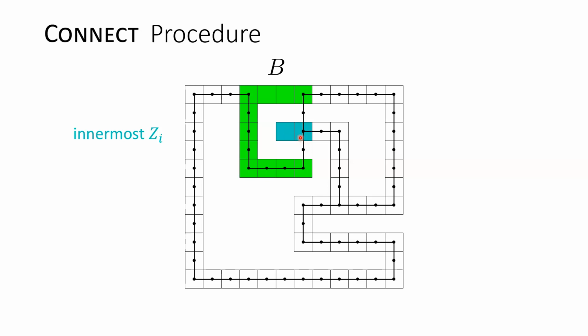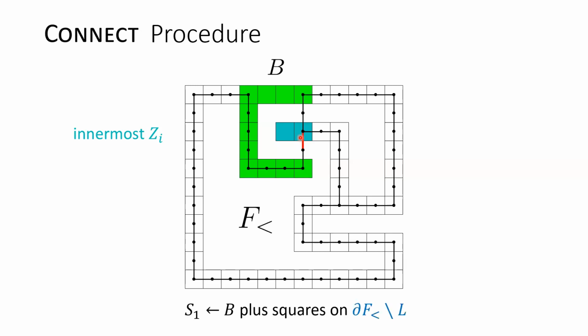And in order to find the faces we're interested in, we'll look at the edge along L in this graph that we just defined that precedes Zi. So the first time we encounter the innermost Zi, we look at the face to its right, and the boundary of the face defines the nodes, or rather the squares, that we're going to be adding to B in order to augment B and get S1.